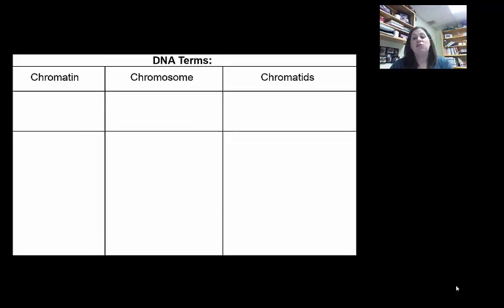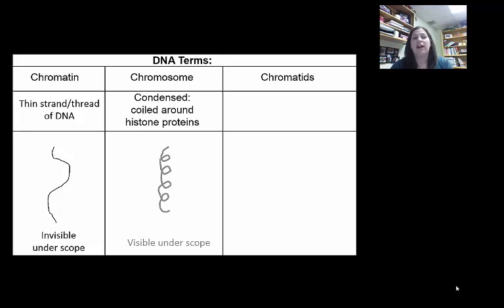Now, another set of terms that you need to make sure you know are the different types of DNA terms, whether it's chromatin, chromosome, or chromatids. So when we look at this, guys, a thin strand of DNA is chromatin. It's thin, it's invisible underneath the microscope, it's the thin form of DNA. Chromosomes, on the other hand, are condensed. They're coiled around histone proteins, and so they're more visible. So it's condensed, it's darker.